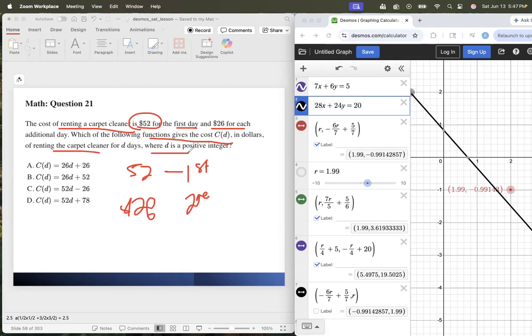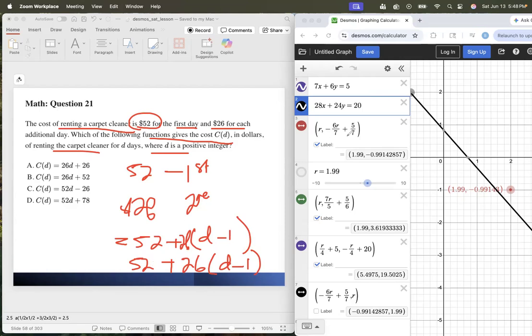I can show you the easy way. There's two ways to do it. You can say, well, the initial amount you're going to pay is what? You're going to pay $52 plus 26 additional, but additional day is D minus 1. And then you solve it. So 52 plus 26, D number of days minus 1 because you already paid the 52. And this is the setup, and then you can solve it.